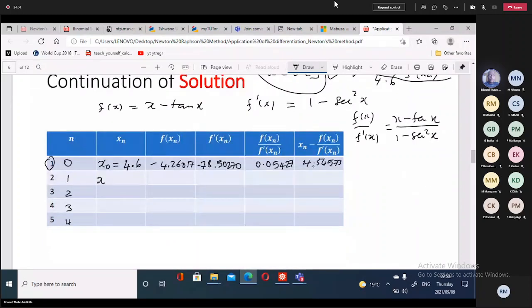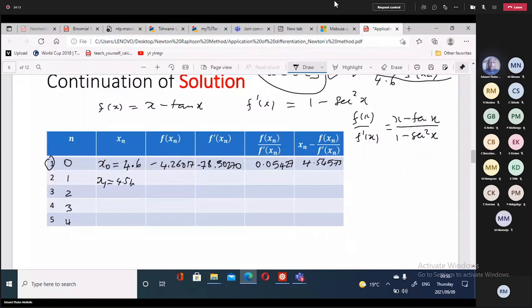The answer that you have there becomes your x1, which is 4.54573. You start the process again, and then you end up with 4.50615. This becomes your x2. You continue in that fashion until you get your solution.